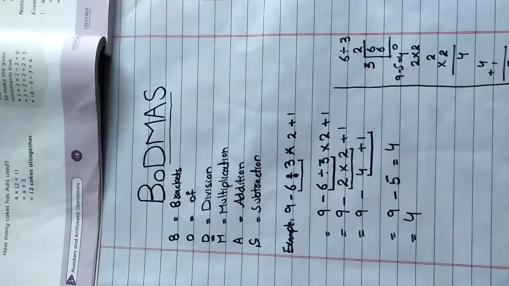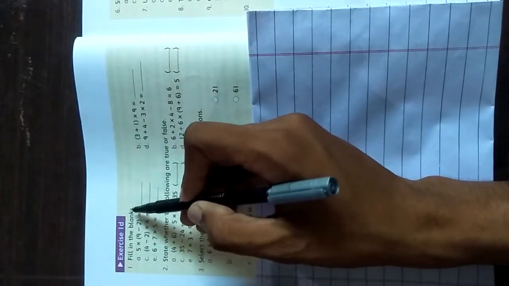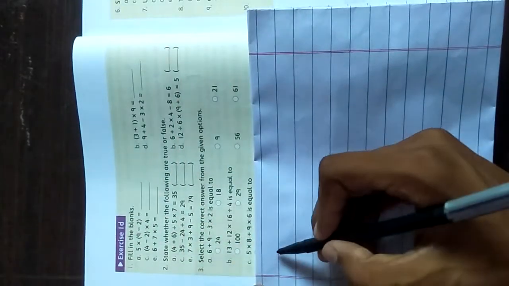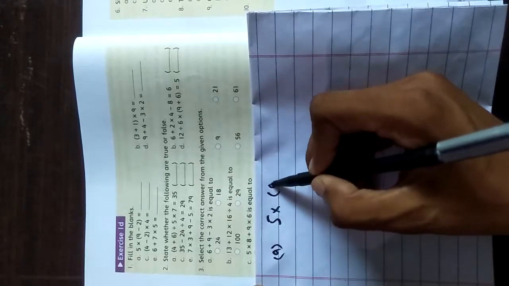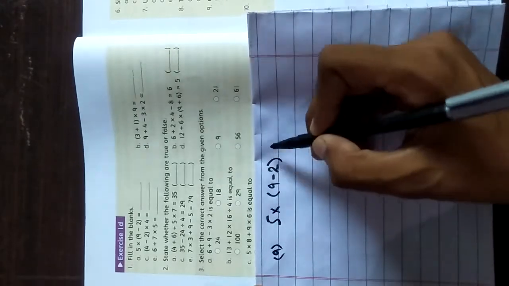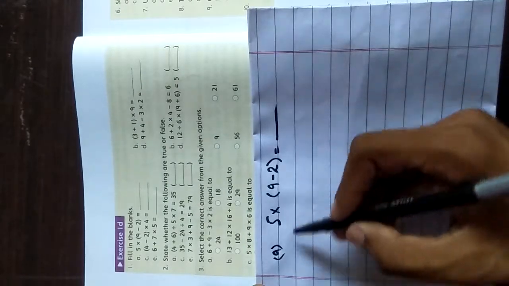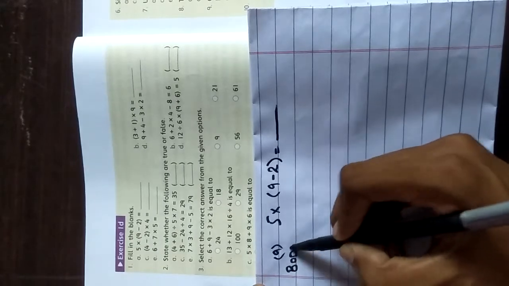Okay, so now we have moved to the exercise. See student, exercise 1D, first question is fill in the blanks. Okay, so our first part A is 5 multiplied by (9 minus 2). So what is the answer? Same, follow the BODMAS rule.